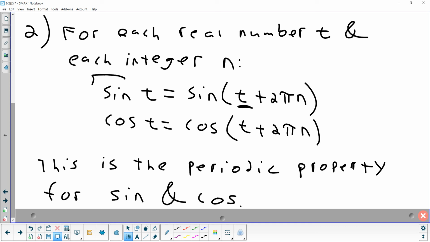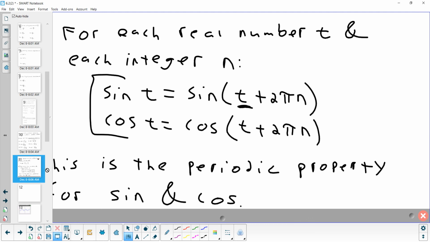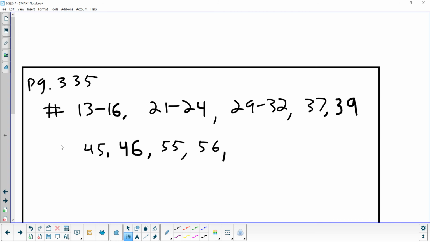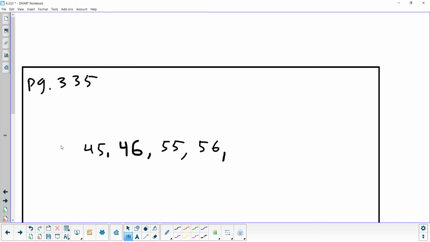Okay. Any questions on those two properties? All right. So for tonight, and I'll put these on the board at the end of the video, the first part of the homework will be those 4 questions.